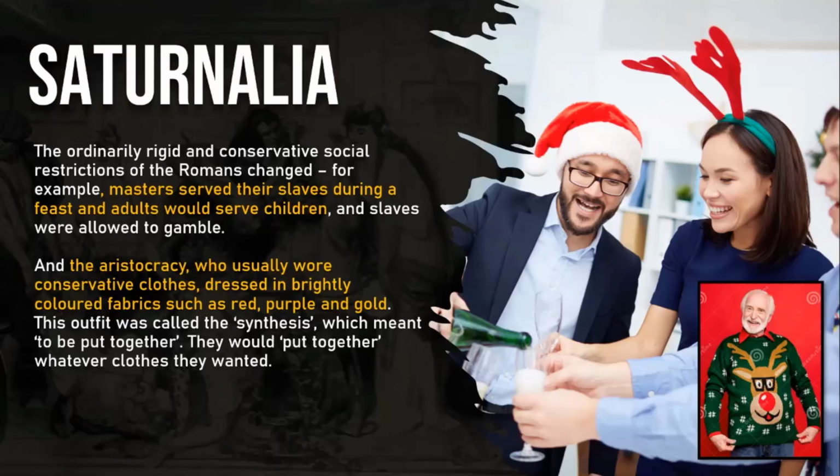The ordinary, rigid, and conservative social restrictions of the Romans changed, for example. Masters served their slaves during a feast, adults would serve children, and slaves were allowed to gamble. Okay, if you've worked in a big company before, this should kind of stand out. Every year, large companies typically have Christmas parties, and the leaders dress up, typically in little Christmas sweaters, and serve their employees. So you can see this was ripped right from Saturnalia and exists live and well today.